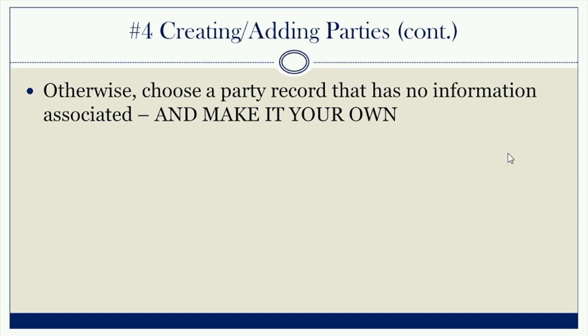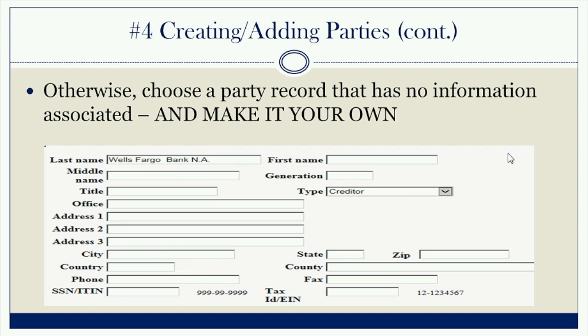Then, if the record has an address associated with it, is that the address you want to use? If it is, then select it. If it's not, go back and pick another one. You will find one that has no information associated with it other than the name and the role type of creditor.